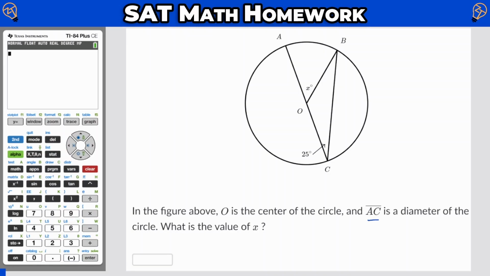So the reason they tell you that AC is the diameter is because then we know this is the center of the circle. And they want to find the value of x. Now, we have an important relationship here. We want to contrast two kinds of angles.